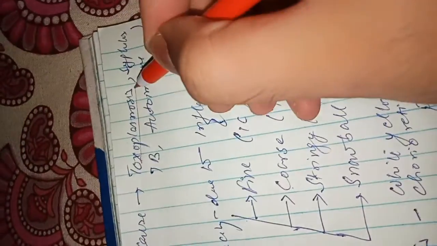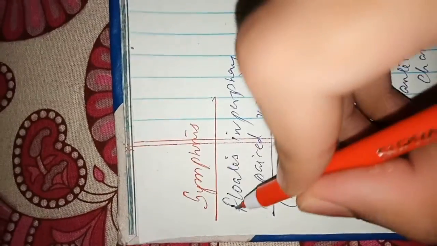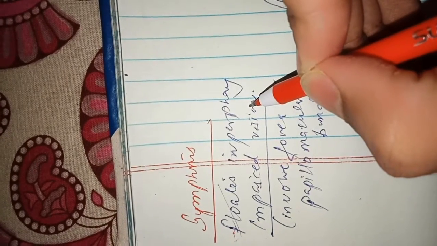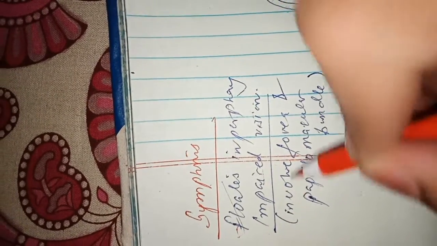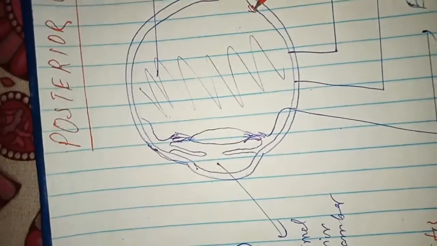Now coming to the posterior uveitis. Posterior uveitis is due to toxoplasmosis, syphilis, TB, or autoimmune causes. In posterior uveitis, the patient's clinical features are floaters in the periphery and impaired vision, and it involves the fovea and the papillomacular bundle. Means in the fovea there is impaired vision.